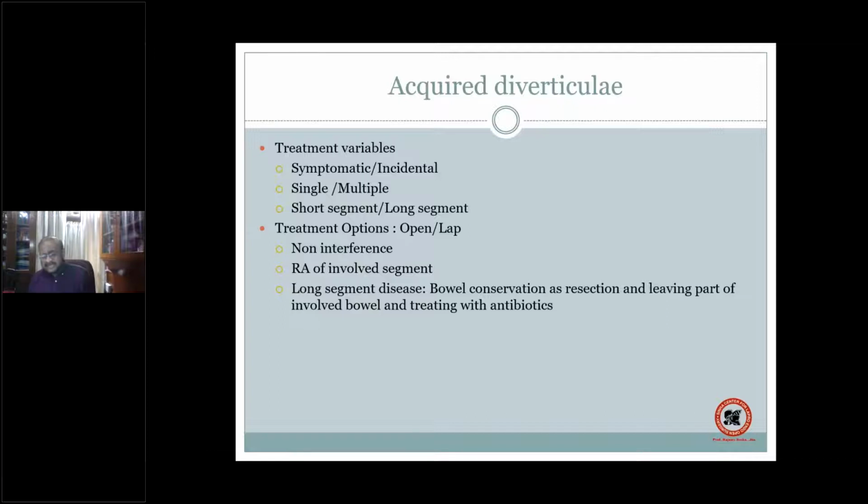But if there's a long segment, let's say almost one third of the jejunum is involved or half the jejunum is involved, then what do you do? In those cases, probably you may like to conserve the bowel, not resect, leaving a part of the involved bowel and treating with antibiotics. Why? Because the longer the segment of bowel that is removed, the more the chance of having malabsorption in the postoperative period. So you may try to leave a part of the bowel behind along with the diverticulum, which is silent. But then this patient has to be treated with antibiotics. Why? Because you want to prevent bacterial lodging in that particular diverticulum, multiplication, decay, and malabsorption syndrome. So that's a difficult question to address. You have to really decide what's to be done, what's not to be done.